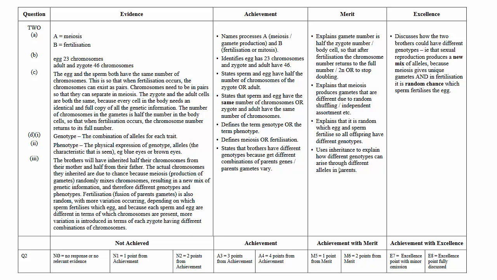Okay, to get merit, you need to have 1 point from merit for an M5 or 2 points from merit to get an M6. But to get an excellence in this question, you have to discuss how the two brothers could have different genotypes due to sexual reproduction, which produces a new mix of alleles, and because meiosis creates unique gametes, and in fertilization there is a random chance about which sperm and which egg join together.